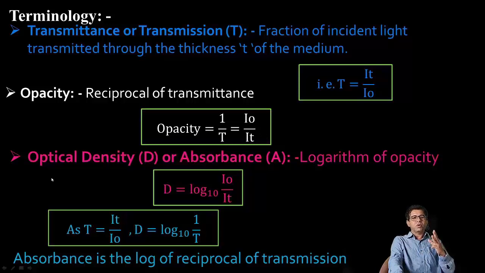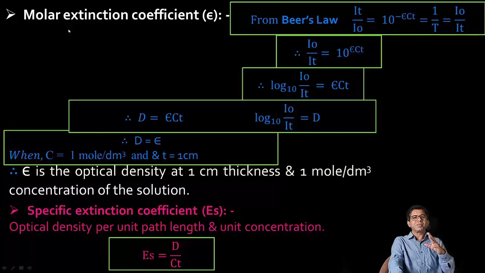Now the third term, which is much useful for quantitative analysis, is optical density D or absorbance A. This is defined as the logarithm of opacity. Therefore, D is equal to log base 10 I0 upon IT, as T is equal to IT upon I0, D is equal to log base 10 1 upon T. Therefore, optical density, that is absorbance, is the logarithm of reciprocal of transmission. The fourth term is molar extinction coefficient, that is epsilon.